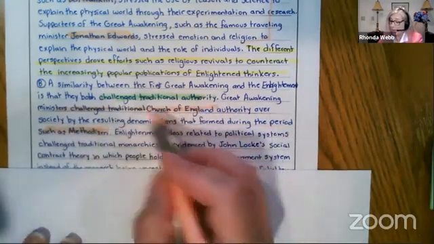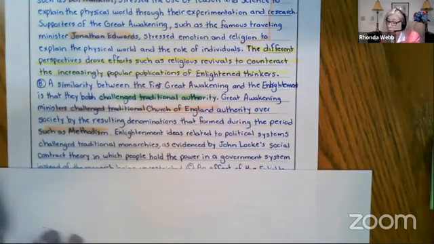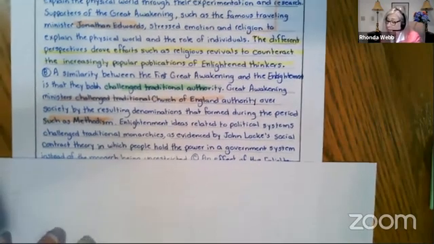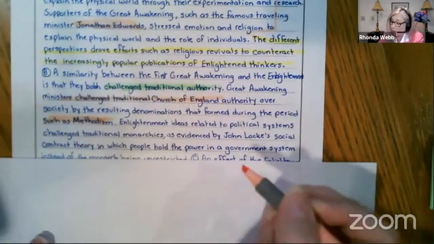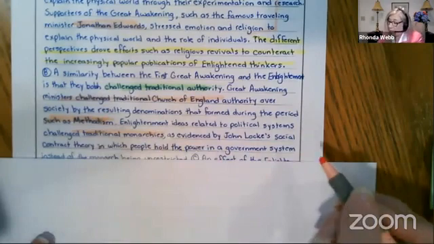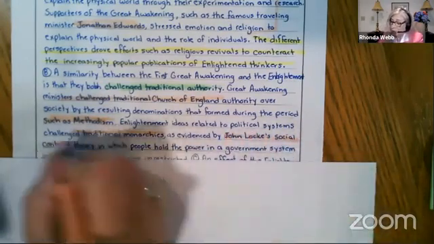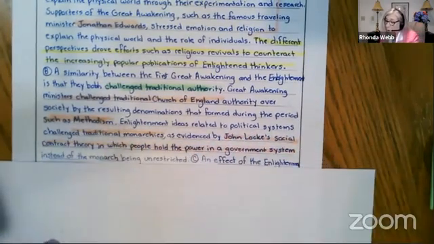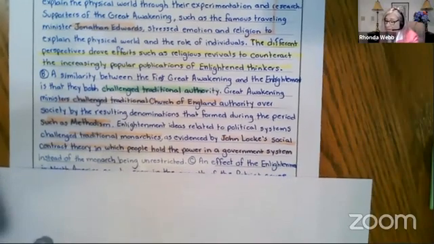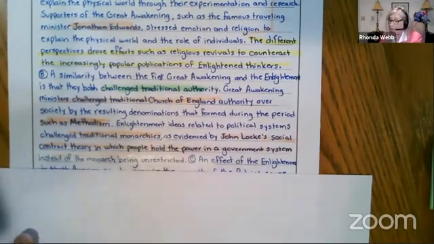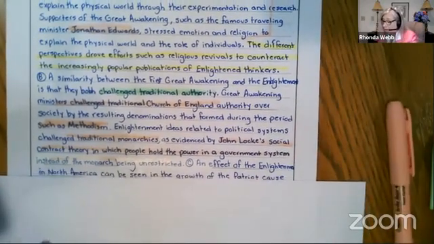Notice that I give an example. I can't just say that they challenge it. I've got to prove it. Enlightenment ideas related to political systems challenge traditional monarchies, as evidenced by John Locke's social contract theory, in which people hold the power of the government system instead of the monarch being unrestricted. So I've tied that together.